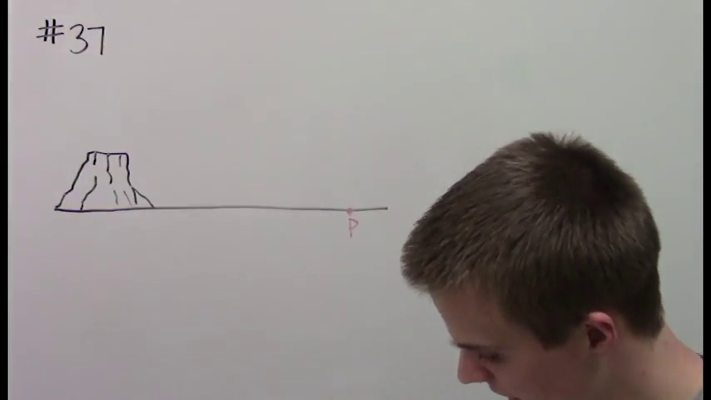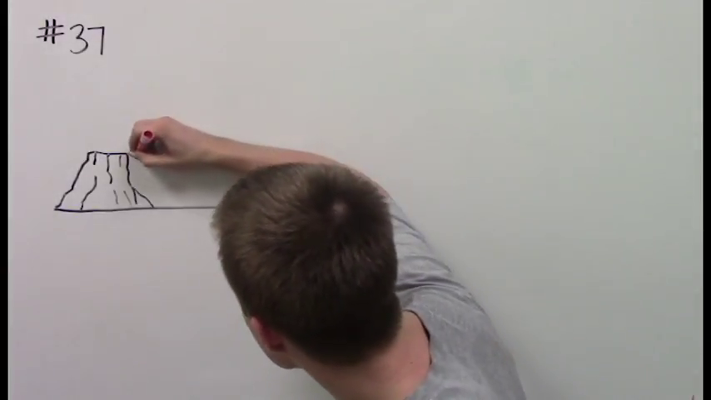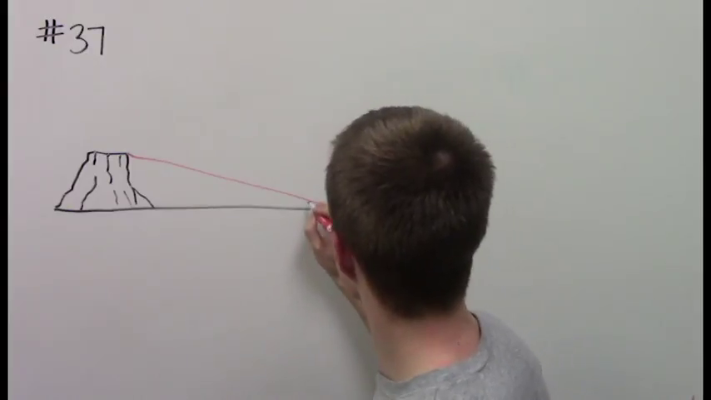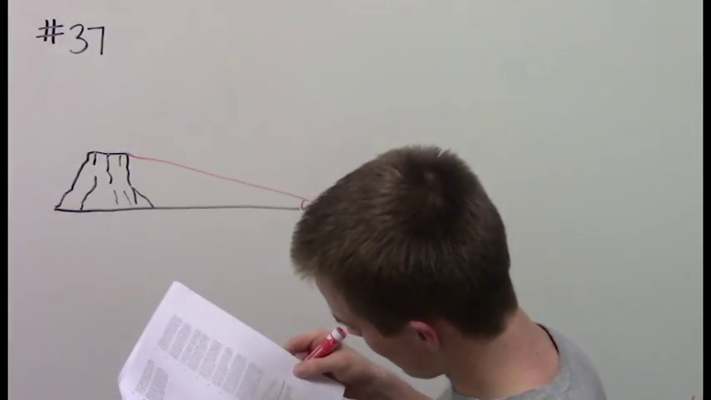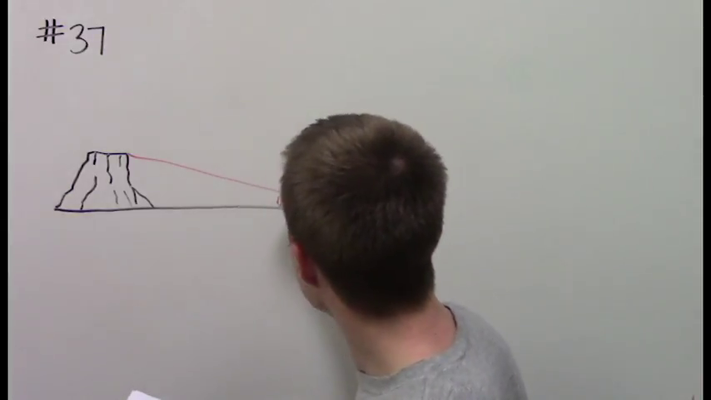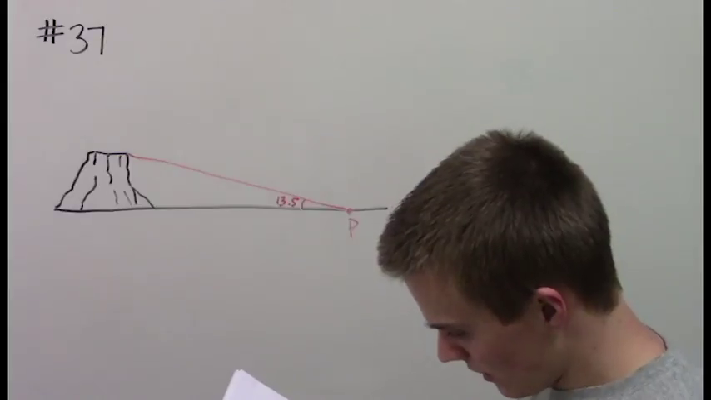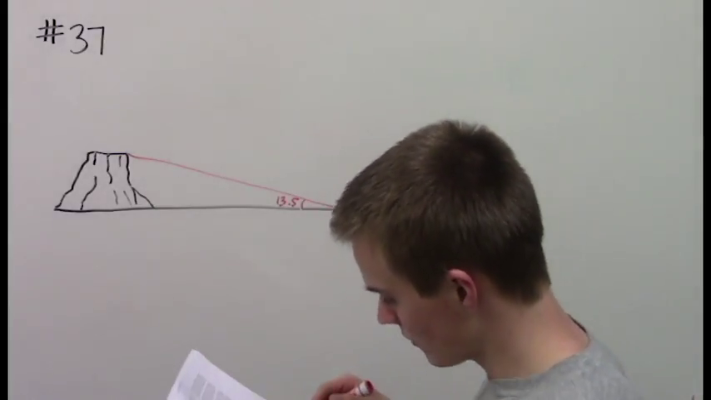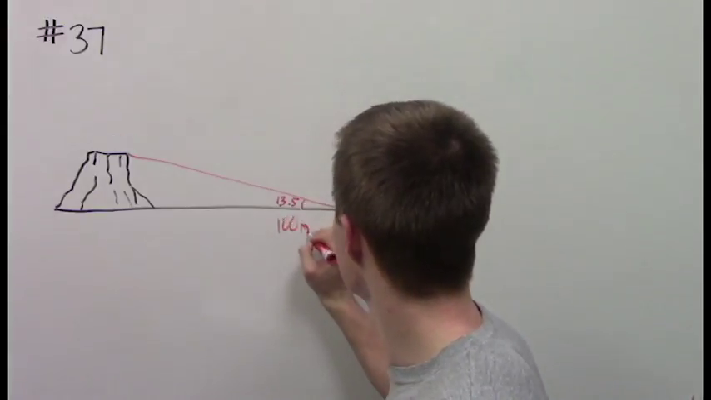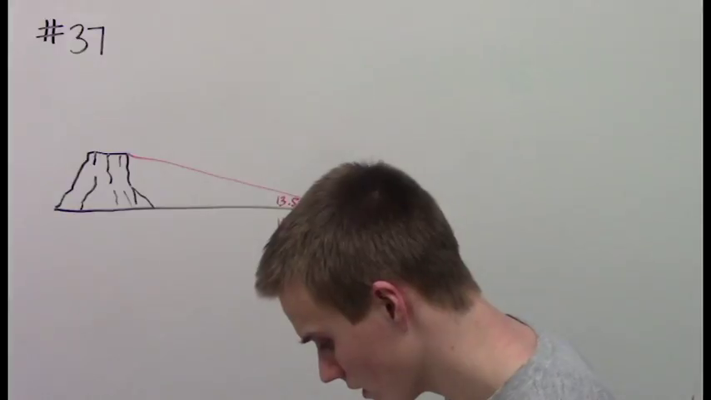And estimated the angle of P as shown in the figure. So he's estimating that this angle right here is 13.5. He then moves 100 meters closer, so we'll make that 100 meters, and he's now at point N.